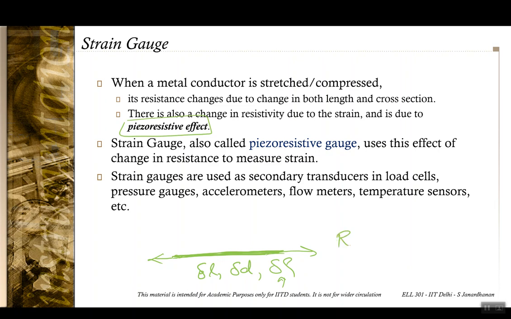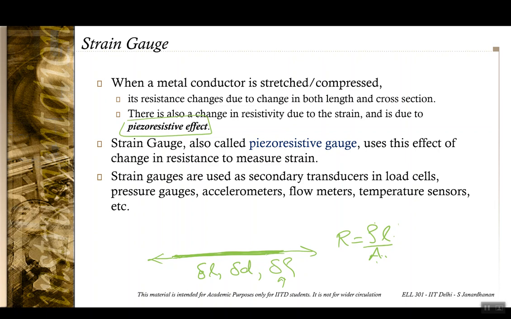You know that R is equal to rho L by A. The cross-sectional area is changing, the length is definitely changing, and rho may change depending upon the material. So the strain gauge, also called a piezoresistive gauge, uses this effect of change in resistance to measure strain.